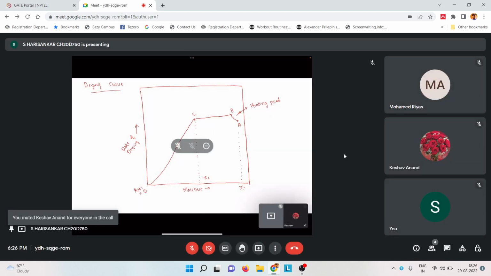Okay, fine. All right. So, the moisture content at C is the critical point or the critical moisture, and this moisture, where the rate of drying is 0, is called the equilibrium moisture, and that is represented as X star.